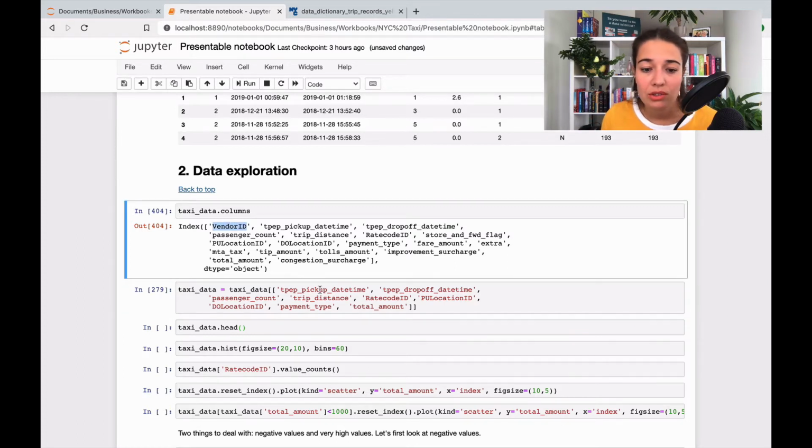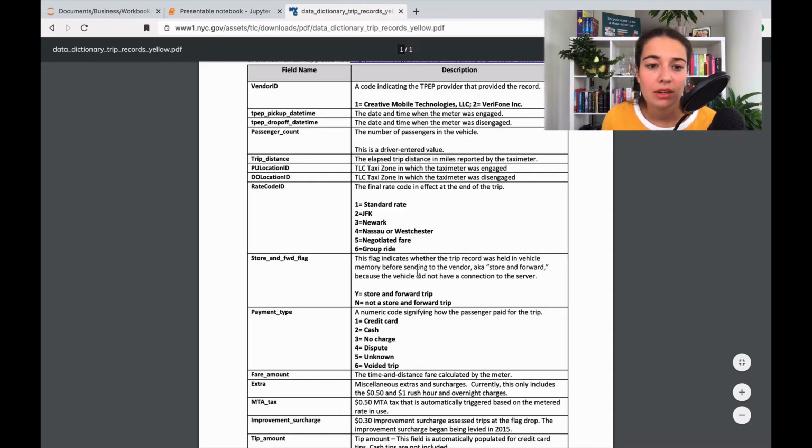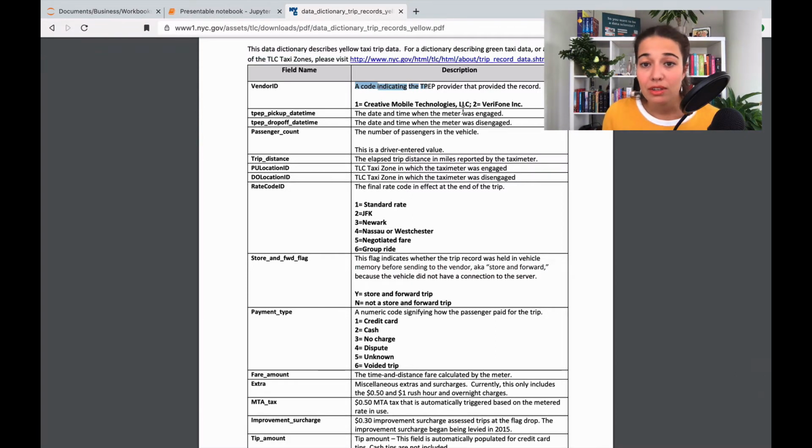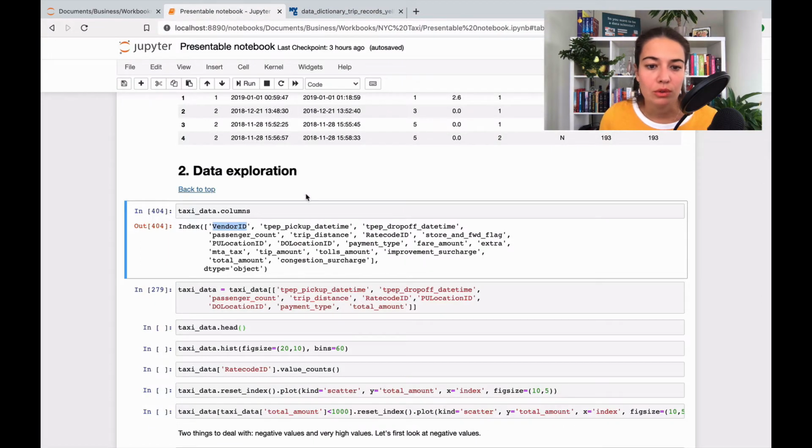So vendor ID, as you can see, I didn't include, and this is why. It says a code indicating the TPEP provider that provided the record. I really don't think this is going to be useful. I think this is just the technology that was used in the car to send the data from the car to whoever is collecting it. So that's not very useful, so I didn't include it.